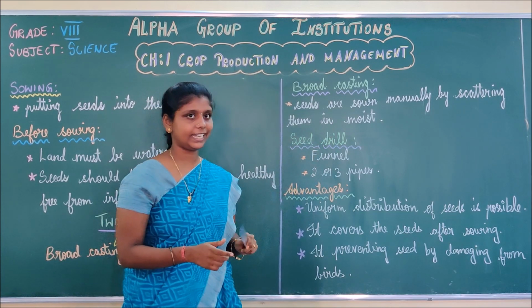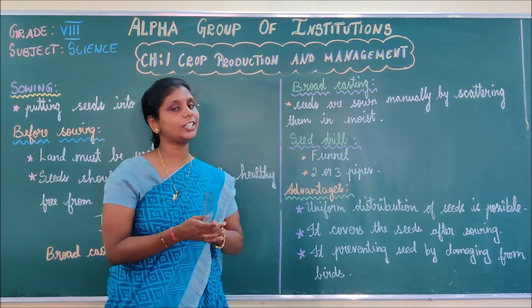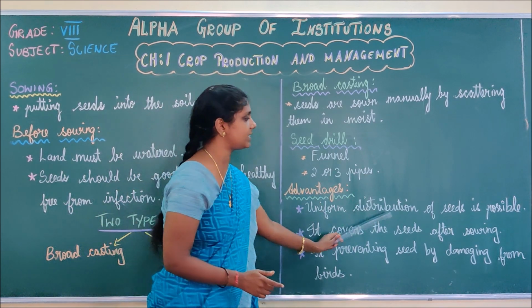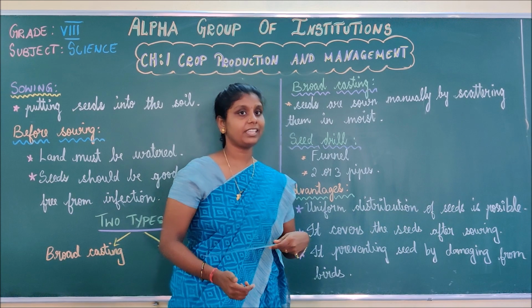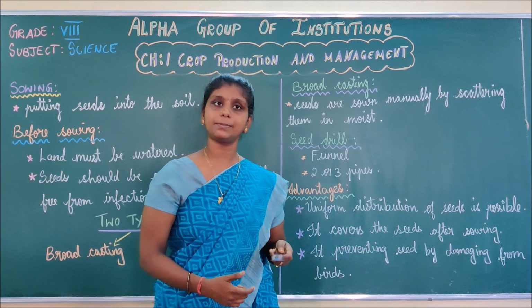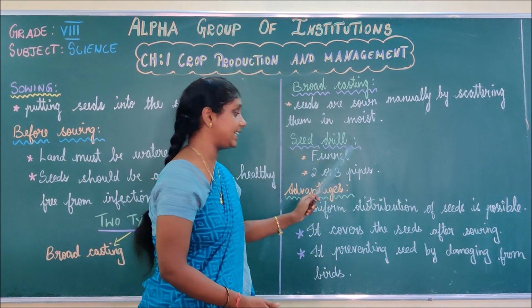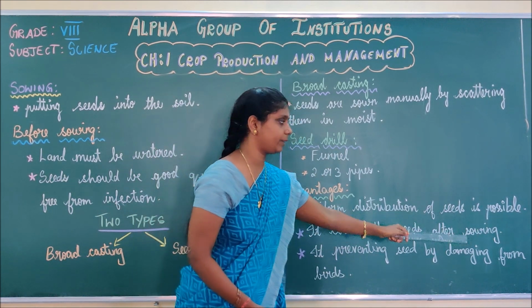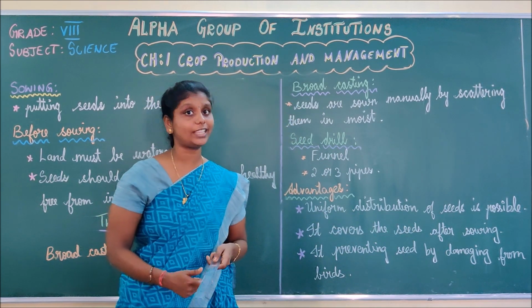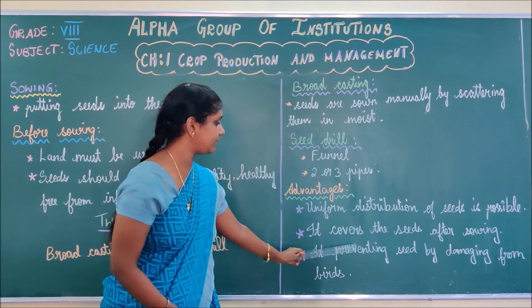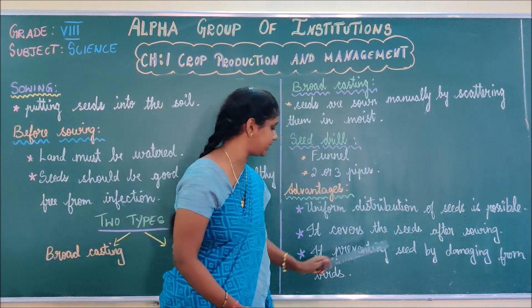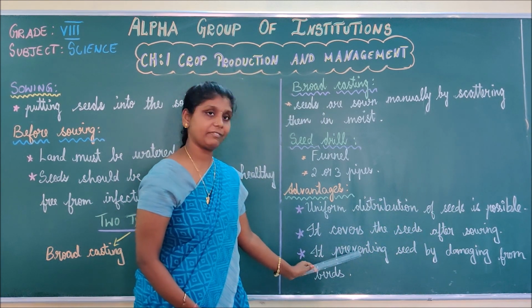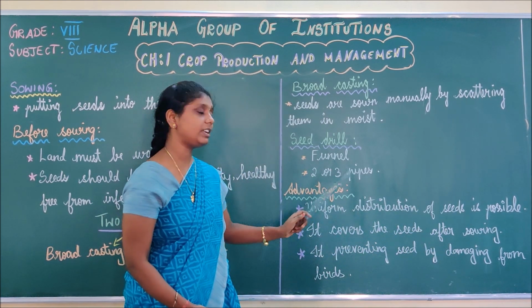If we use the seed drill in agricultural land, what are all the advantages we can get? First, uniform distribution of seed is possible. Next, it covers the seed after sowing. Next, it prevents the seeds from being damaged by birds. The seed drill will prevent damage from the birds.